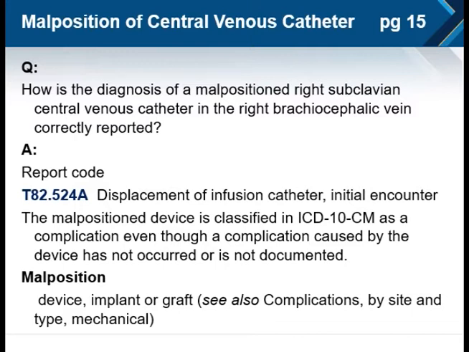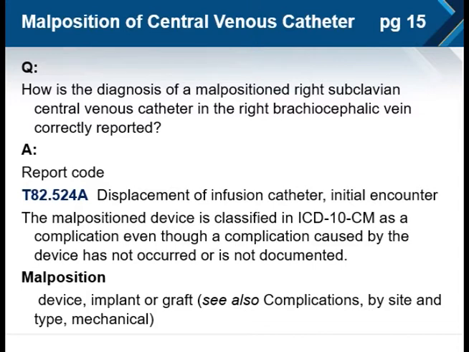Our answer tells us to report code T82.524A, whose title is Displacement of Infusion Catheter, Initial Encounter. Coding Clinic explains that the fact that the device is intended to be in one vein but is actually located in another vein is a complication of malposition.